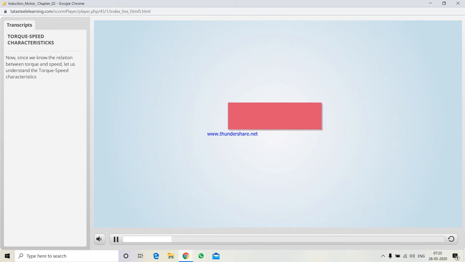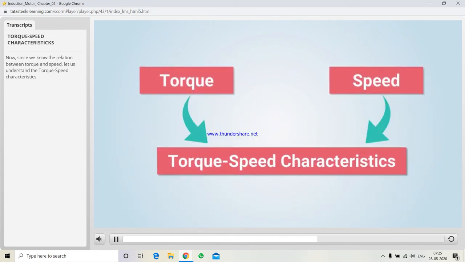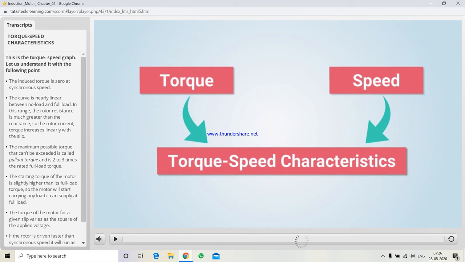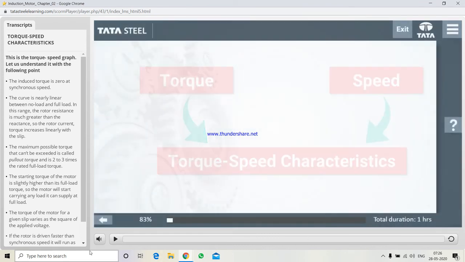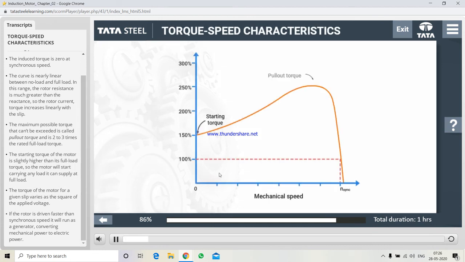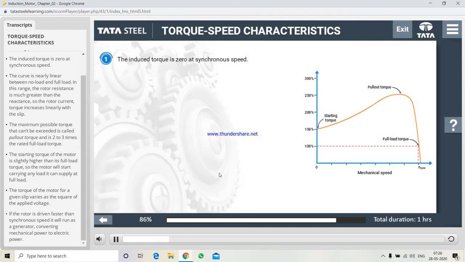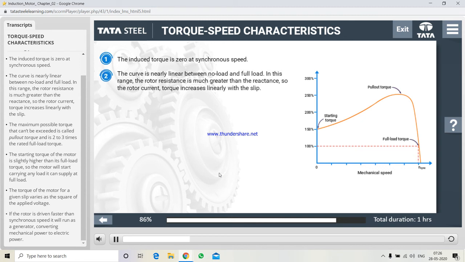Now, since we know the relation between torque and speed, let us understand the torque-speed characteristics. This is the torque-speed graph. Let us understand it with the following points. 1. The induced torque is 0 at synchronous speed. 2. The curve is nearly linear between no load and full load.